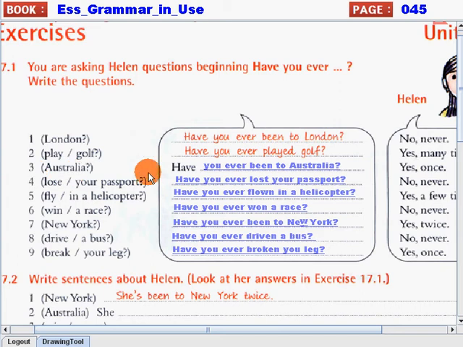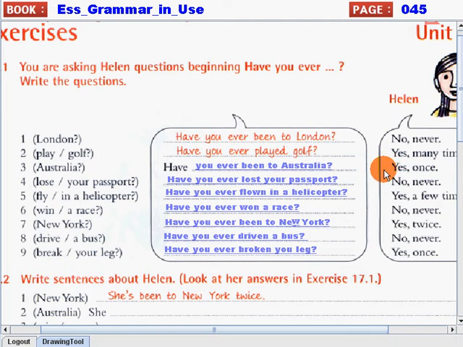Let's have number 3. Have you ever been to Australia? And her answer is yes, once. Let's check this. Observe that the question is have, then you, then ever, then the past participle been, and then the place. So we use have been or has been when you want to ask the person if he or she visited a place that you want to know.